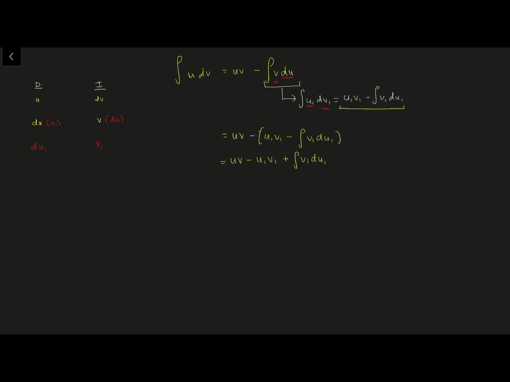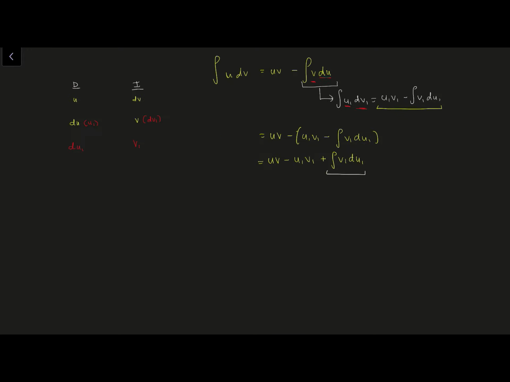Now, let's say we are required to solve the integral of v1 du1 using integration by parts again. So now we can substitute v1 for dv2 and du1 for u2 and insert it into our table on the left. The derivative of u2 is du2 and the integral of dv2 is v2, and this gives us u2 v2 minus the integral of v2 du2. We can go ahead and write the following line: uv minus u1 v1 plus, now we can substitute the equation of the integral of v1 du1, which is the open parenthesis u2 v2 minus integral of v2 du2.